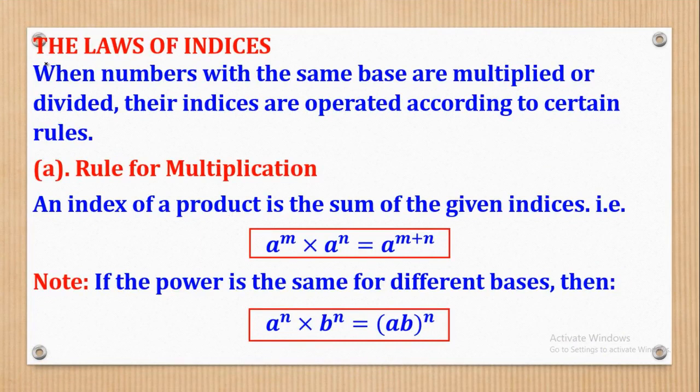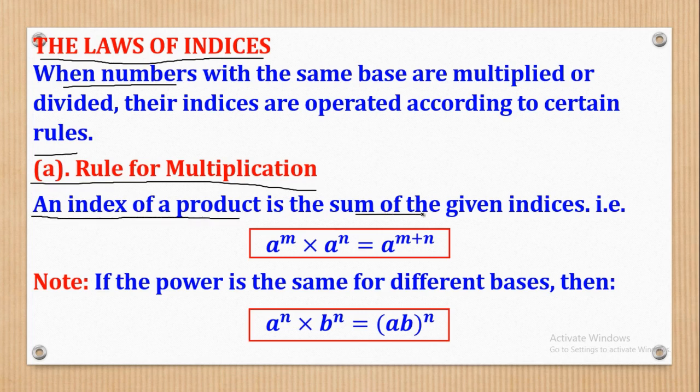But for you to go through the questions on indices, you need to know some of the laws of indices. When numbers with the same base are multiplied or divided, their indices are operated according to certain rules. Let's start with the rule of multiplication. The rule of multiplication says that the index of a product is the sum of the given indices. Therefore, if I have a to the power m times a to the power n, the base is the same, it is a. And because there is multiplication here, you get the sum of the indices. That is why you see a plus.